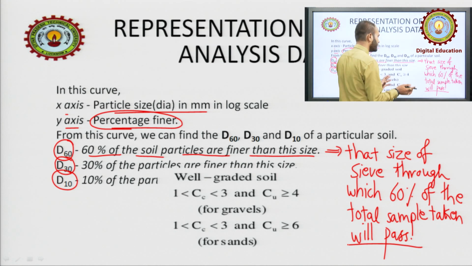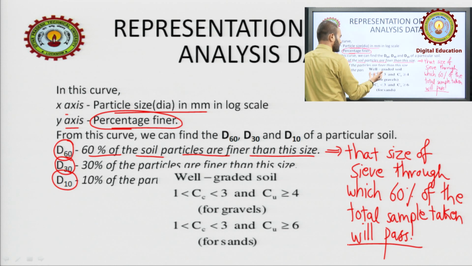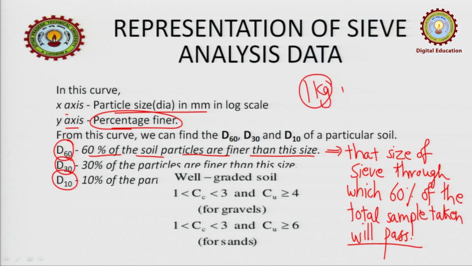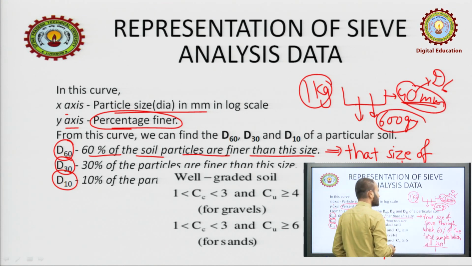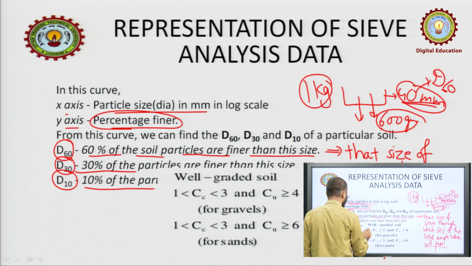This is the final thing actually. Suppose you have 1 kg of soil, and this is the sieve size, let us say 40 mm. If 600 grams of the soil passes through this sieve, then this size is our D60. Similarly, D30 and D10. Now I think you have understood.